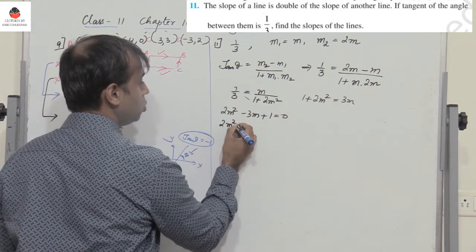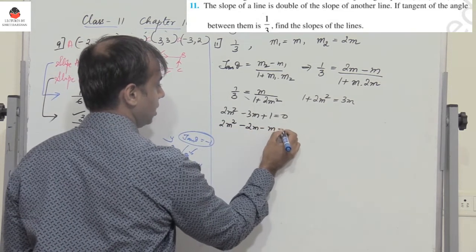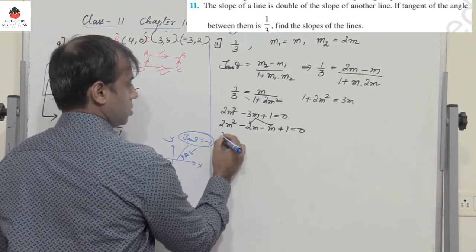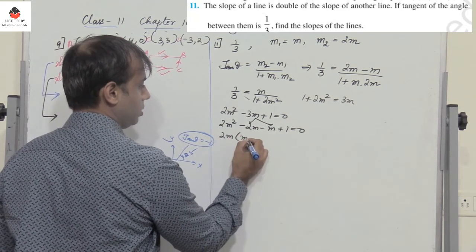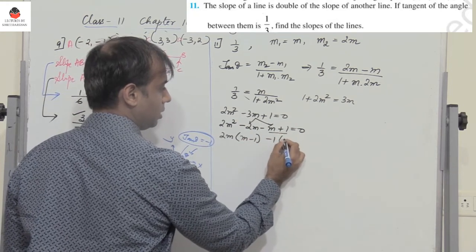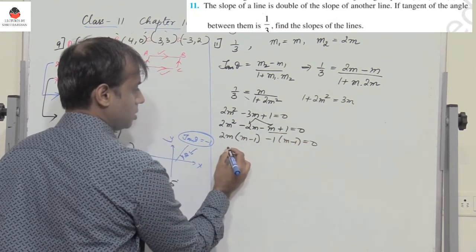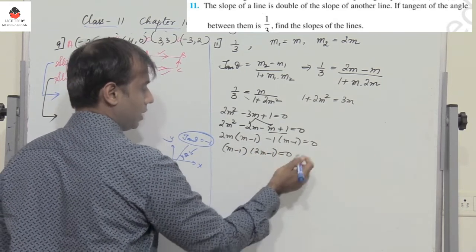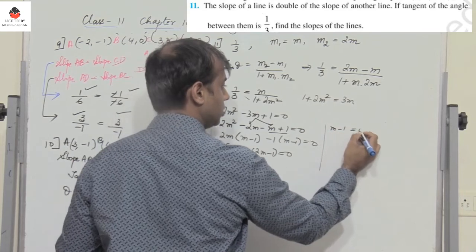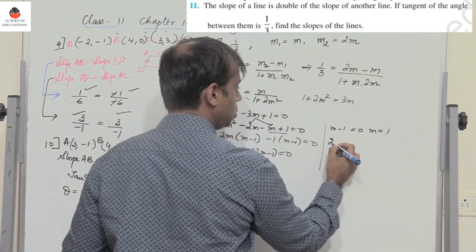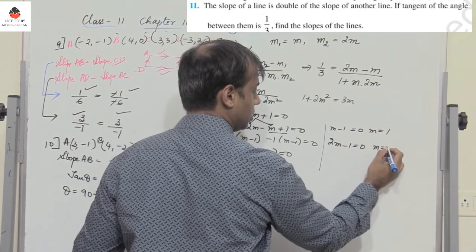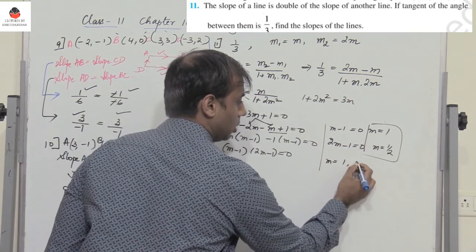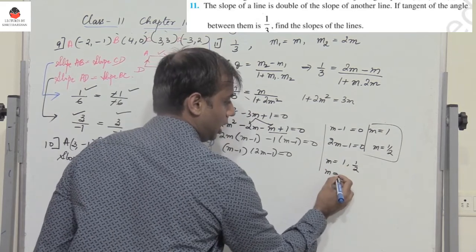So it's 2m squared - 2m - m + 1 = 0. Take 2m common, you get (m - 1). Take -1 common here, again you get (m - 1). So (m - 1)(2m - 1) = 0. Equate both to 0: m - 1 = 0, so m equals 1, or 2m - 1 = 0, so m equals 1 by 2. So m equals 1 or half, or if I multiply by 2, m equals 2 or 1.